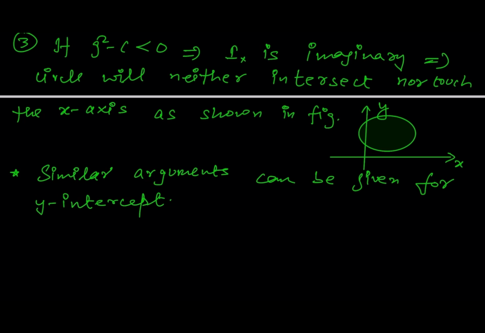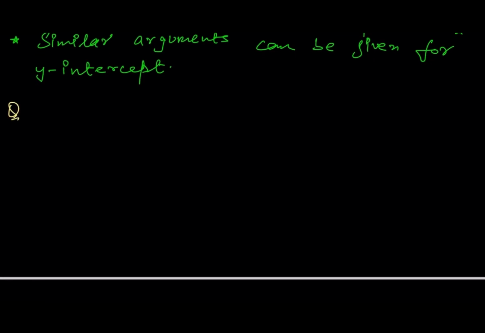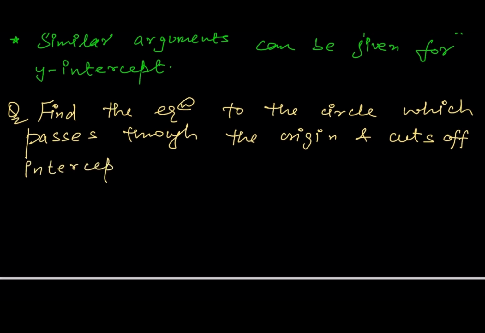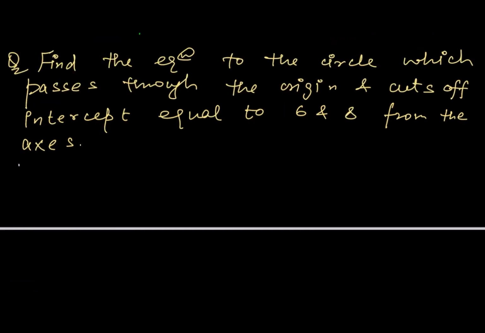Now, let us write some questions. Question 1 is, find the equation to the circle which passes through the origin and cuts off intercept equal to 6 and 8 from the axis. Students, it is clearly mentioned in the question that Ix is 6 and Iy is 8. Or you can interchange, but generally we say first for x and second for y.